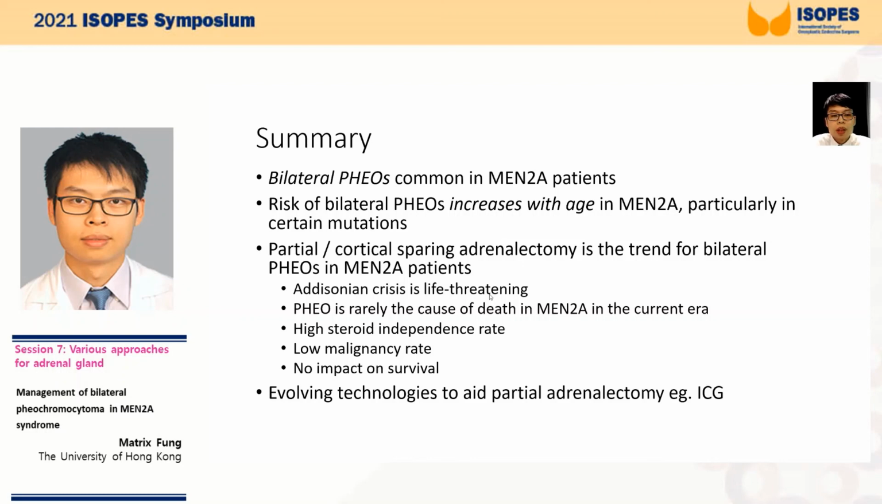Moreover, pheos are currently rarely the cause of death in MEN2A, thanks to advancing technology and also the tight screening program. Partial adrenalectomy also achieved a high steroid independence rate, and also the pheos in MEN2A have a low malignancy rate. There's also no impact on survival for this partial adrenalectomy approach. Finally, there are evolving technologies to aid partial adrenalectomy, namely the indocyanine green technique.